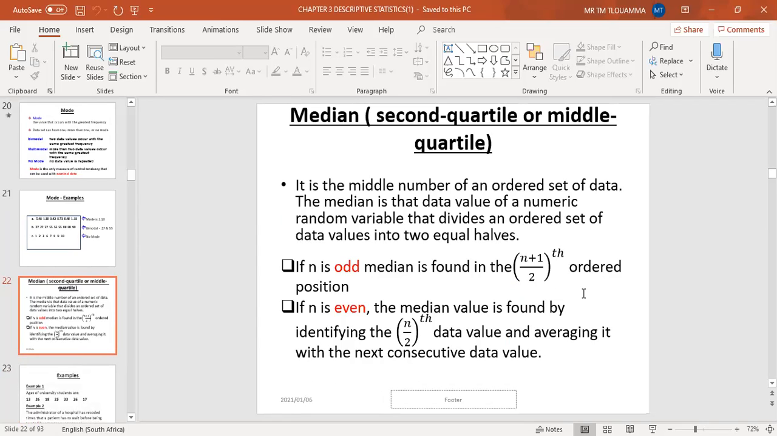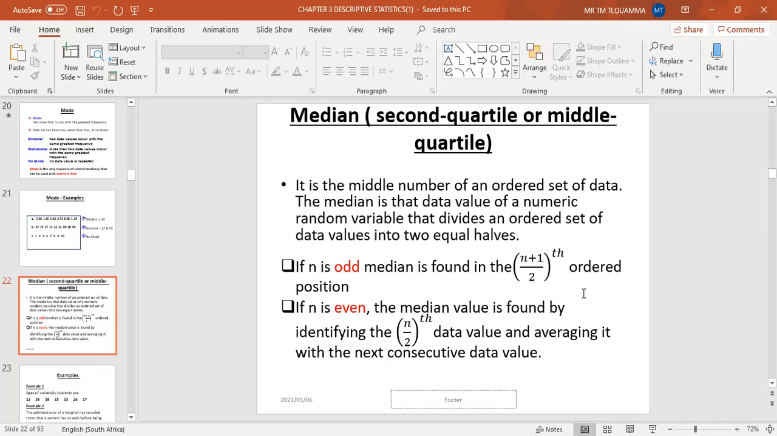Now we are moving to the median. Median is basically the middle number of an ordered set of data, which divides our data into 2 equal halves. The median is a data value or a numerical random variable which divides our ordered data set into 2 equal halves, meaning the value that we are going to find from our data set will be a value which divides our data set into 2 equal halves.